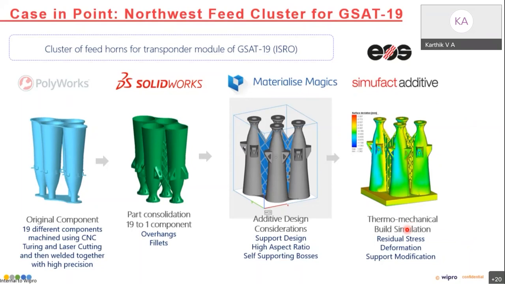So the process flow in general remains the same, but various applications will have various constraints, and those are things that you will only come across when you look at the component in a more detailed manner. And that is where design for additive manufacturing plays a crucial role.